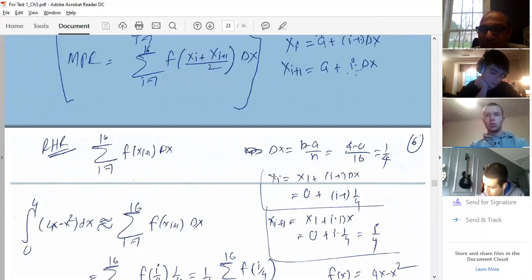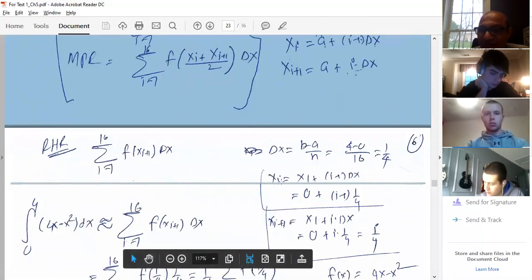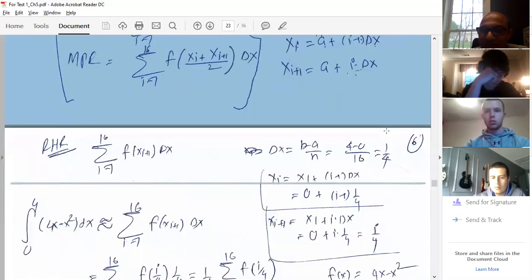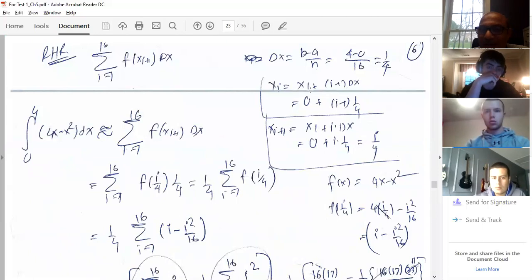First, let me fix my xi. Xi equal to x1 or a plus i minus 1. My a was 0. Agree? You have to be very familiar with this diagram, this figure. My a equal to 0 or x1, b equal to 4 or x17. Okay? Good. So a equal to 0 or x1, i minus 1.